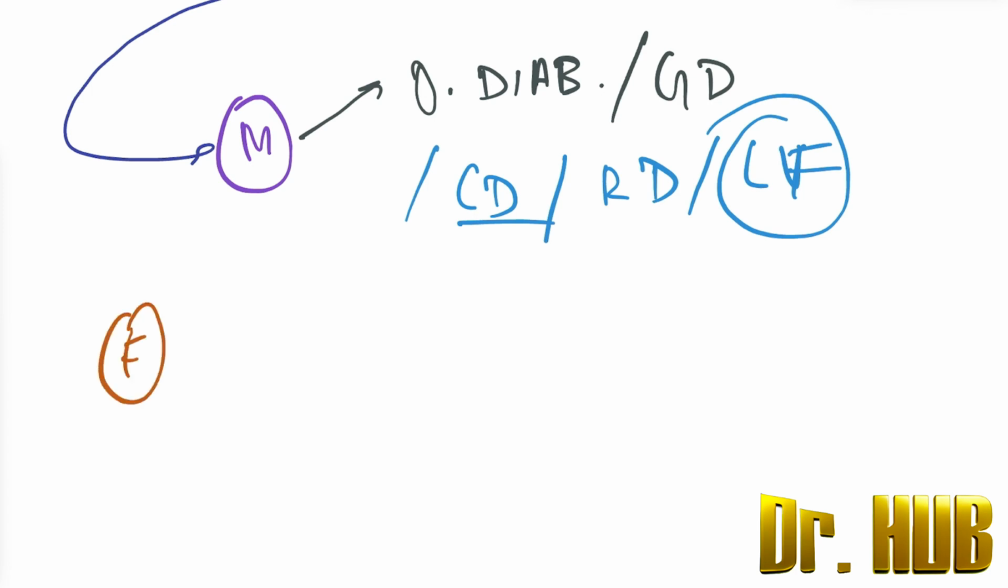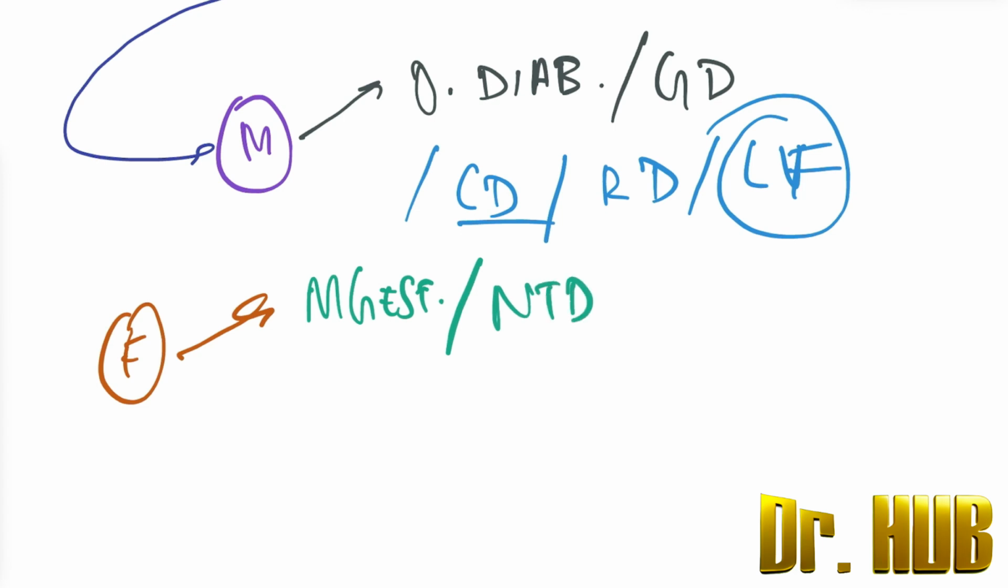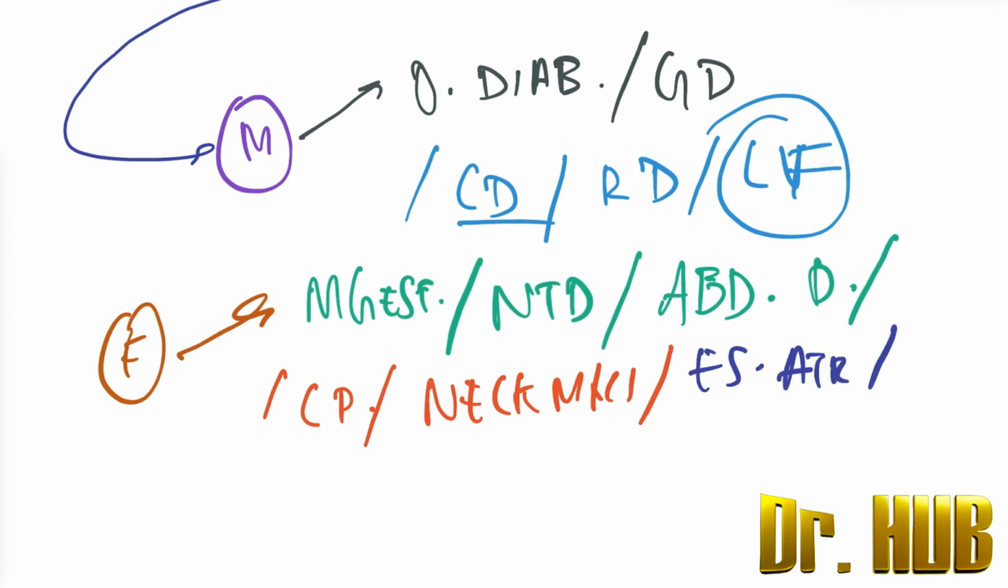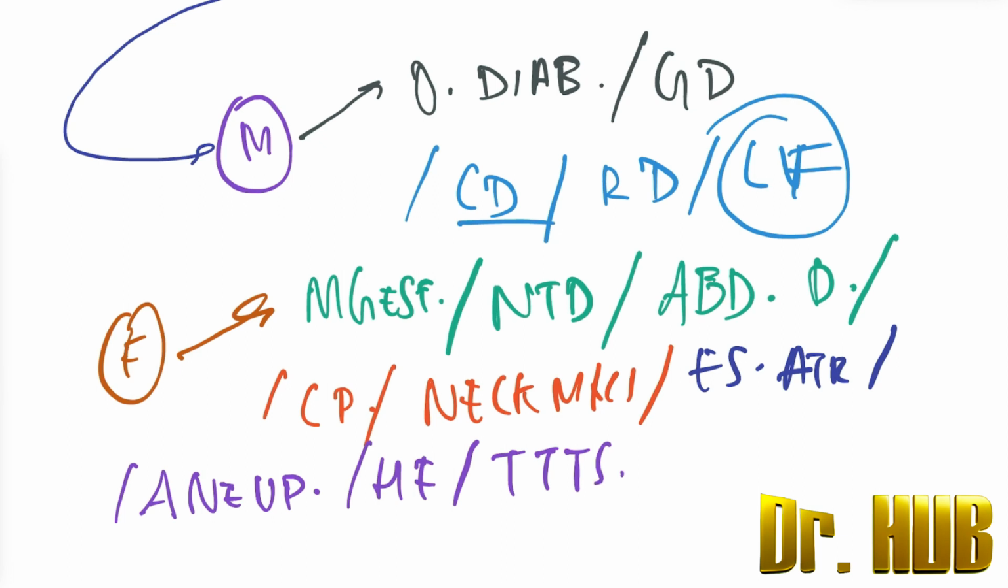In terms of the fetal conditions in polyhydramnios, there is multiple gestation. There are NTDs, neural tube defects. There are abdominal wall defects. There is also cleft palate, and there are neck masses, esophageal atresia. There is also aneuploidy. There is hydrops fetalis as well as the triple Ts.